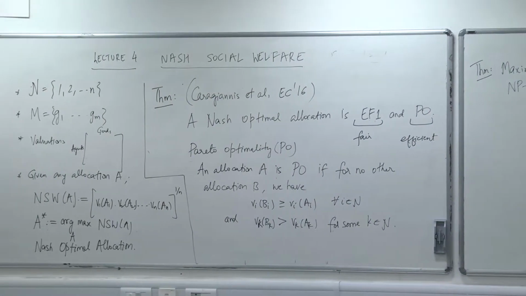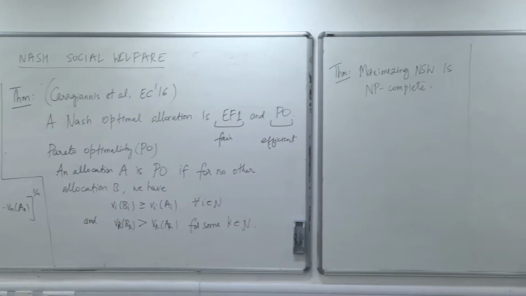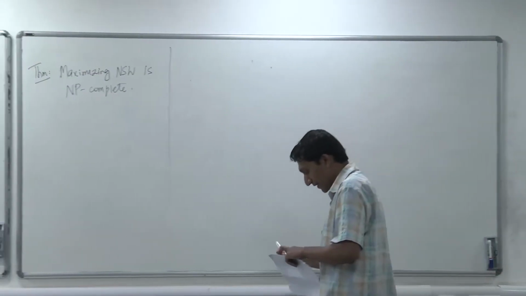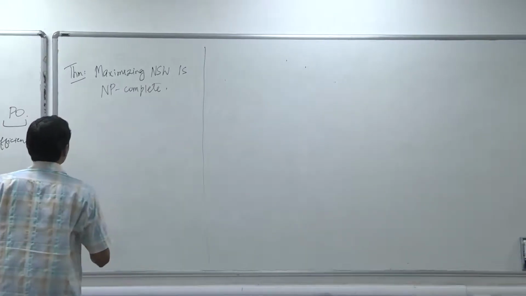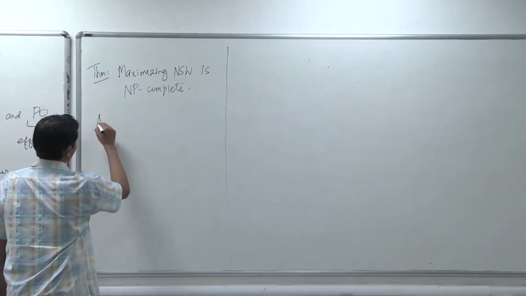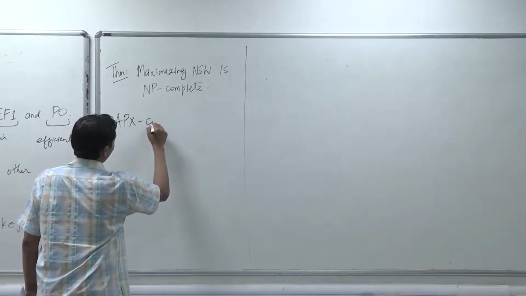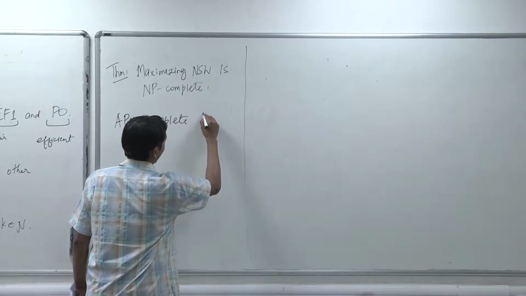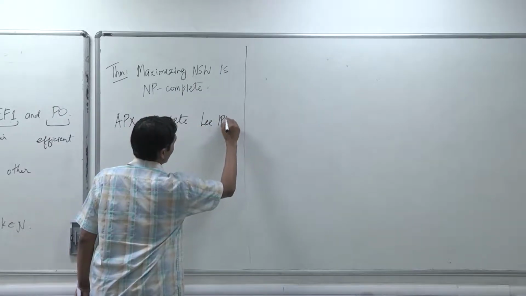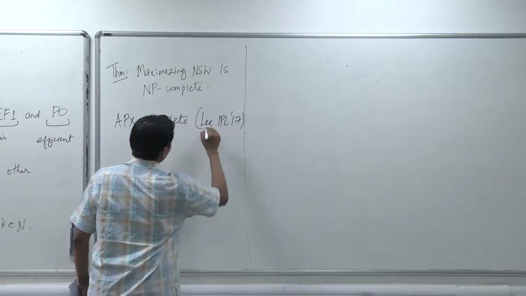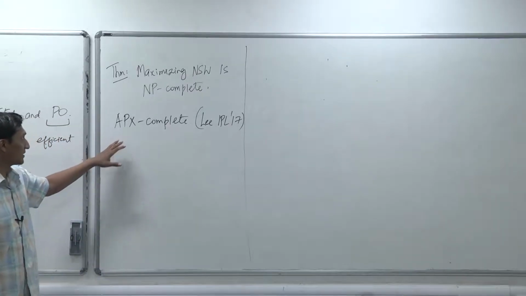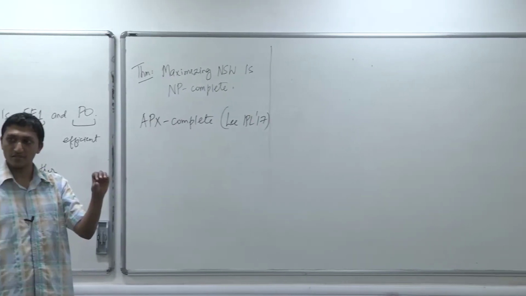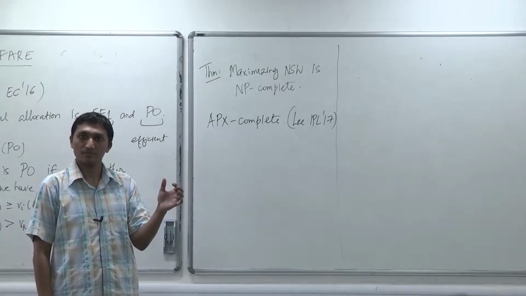Okay, so that's the great news. This is not. There's another piece of bad news. In fact, this problem is APX-hard. This is a somewhat more recent result by Lee, from Information Processing Letters 17. This simply means that even approximating the Nash social welfare objective to a certain constant factor is also an NP-hard problem.